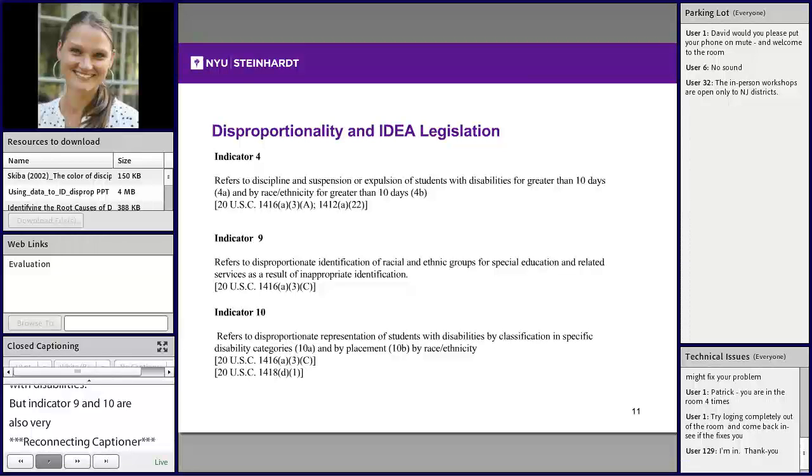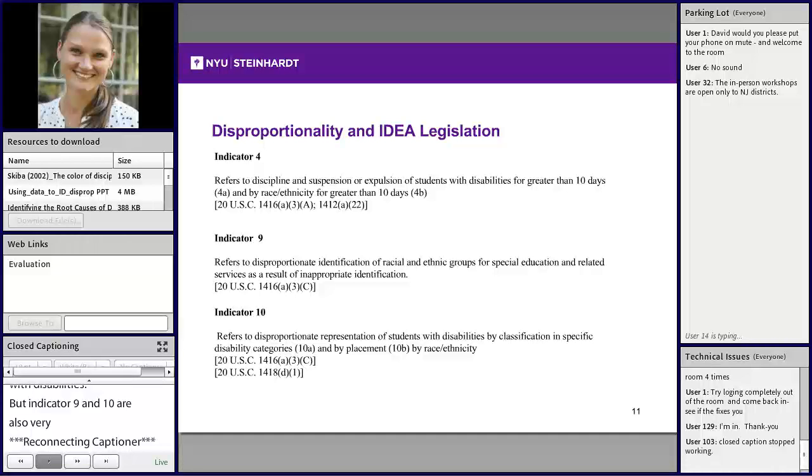These categories tend to have racial disparities manifest within them. And then in terms of indicator 4, which is discipline and suspension or expulsion of students with disabilities, you see an intersection between those high incident disability categories and disparate outcomes in disciplinary action and referrals. So disproportionality has actually been part of IDEA legislation for many years.